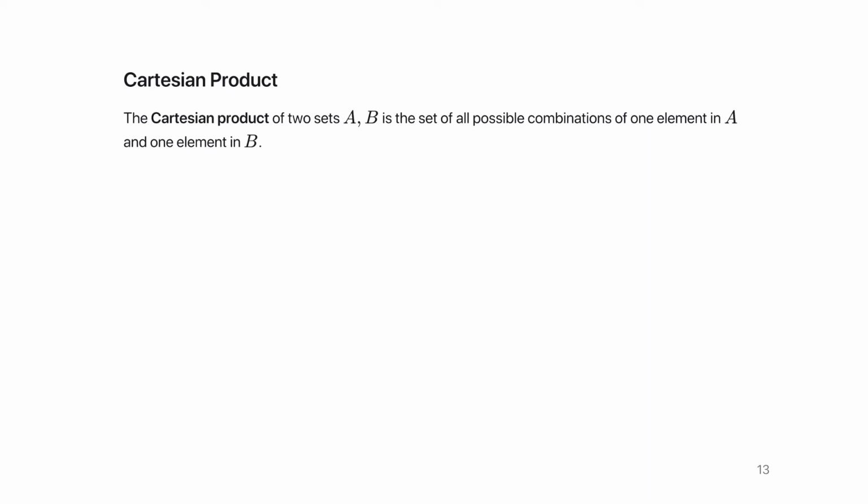So the Cartesian product of 2 sets is the set of all possible combinations of one element in A and one element in B. The symbol we use is just the regular multiplication symbol. And the way we define it is the set of all ordered pairs x comma y, and I'll use this bar just to introduce more notation, such that x is in A and y is in B. That's what we call the Cartesian product.